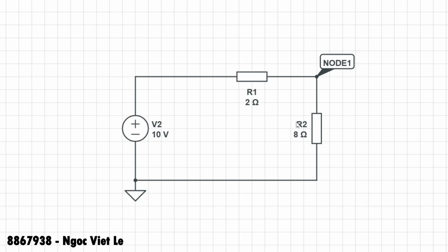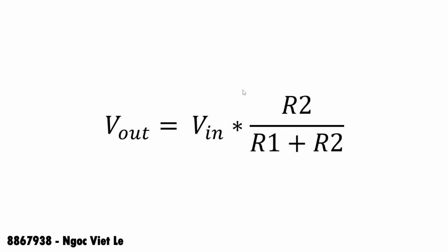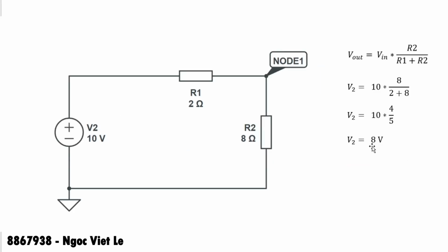Well, there is a very simple equation, which goes like this. To find the voltage across any resistor, we take the total voltage, multiply it by the resistor of concern, which is R2 in this case, and divide it by the total resistance. Substituting the numbers, we have Vin equal to 10 volts, which is the power source, R2 equal to 8 ohms, and the total resistance is 2 plus 8 equal to 10 ohms. And we end up with the voltage across resistor 2 equal to 8 volts.